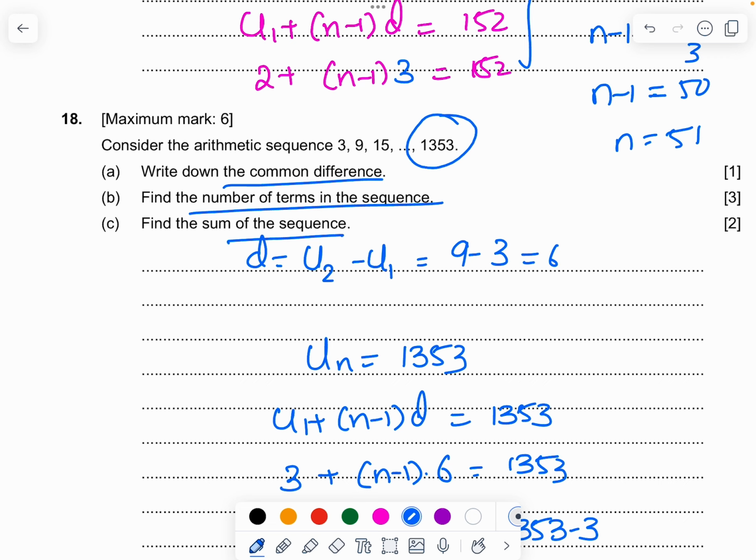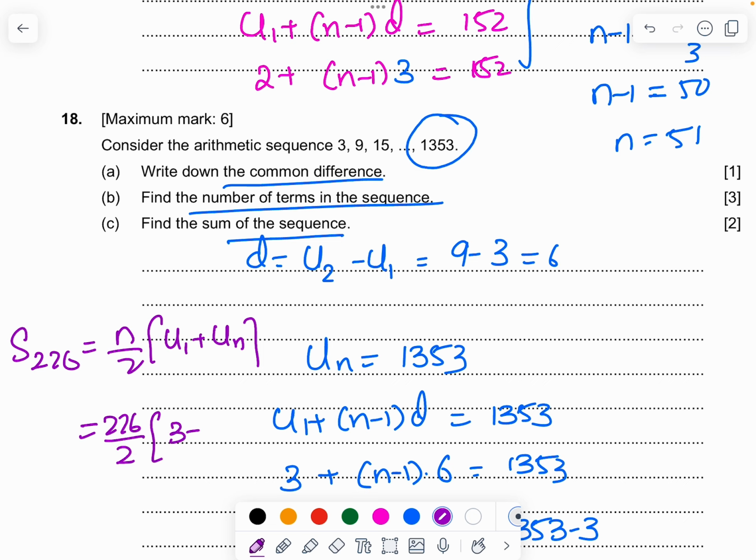Find the sum of the sequence. So S226 is to be found, which is n upon 2, first term plus last term. So n is 226 upon 2, first term is 3 and the last term is 1353. So therefore that's going to be the answer, 153228.